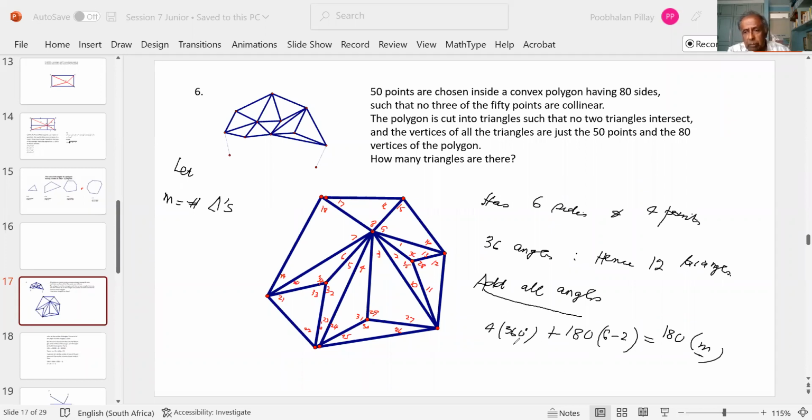All right, so if I divide right throughout by 180, you have 4 times 2, which is 8, and 180 times... I'm dividing by 180, so you just have 6 minus 2, and that is equal to M. So M is equal to 12, right? And if you count the number of triangles here, you will actually see that you have 12 triangles. Well, in any case, you have 36 angles, so each triangle has got 3, so there are 36 over 3, 12 triangles.